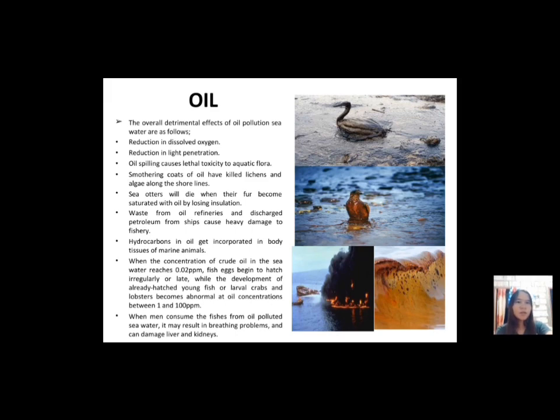When the concentration of crude oil in the sea water reaches 0.02 ppm, fish eggs begin to hatch irregularly or late, while the development of already hatched young fish or larval crabs and lobsters becomes abnormal at oil concentrations between 1 and 100 ppm. When men consume the fishes from oil-polluted seawater, it may result in breathing problems and can damage liver and kidneys.